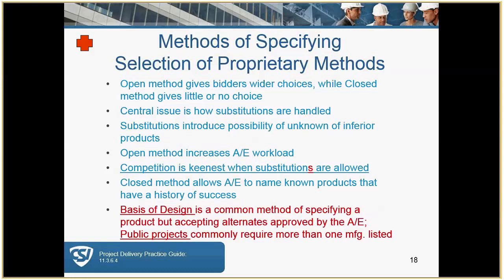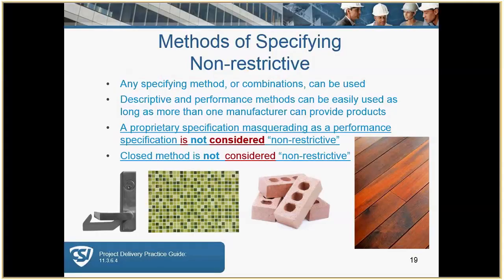Methods of specifying non-restrictive: any specifying method or combination of those that have been described before can be used. Descriptive and performance methods can be easily used as long as more than one manufacturer can provide the products. And this is a very common way of specifying. Now, it's important to note that a proprietary spec that is pretending to be a performance spec is not considered non-restrictive. Similarly, a closed method is not considered non-restrictive.